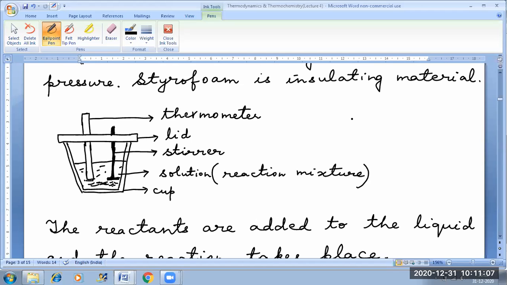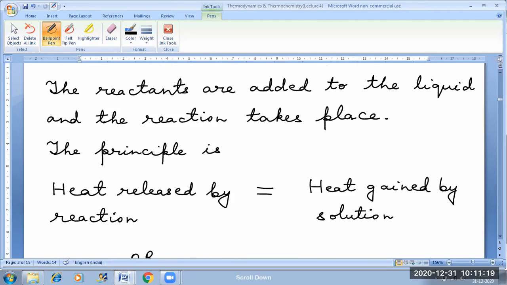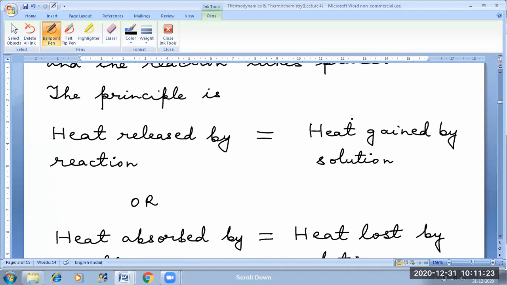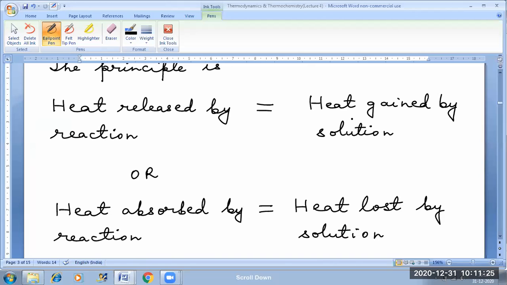You know whatever is present inside the liquid, that is, how many moles of acid, how many moles of base, all those things you will know because you only have added them. And then you will use this: heat released by the reaction is equal to heat gained by the solution. So it's basically heat lost is equal to heat gained.